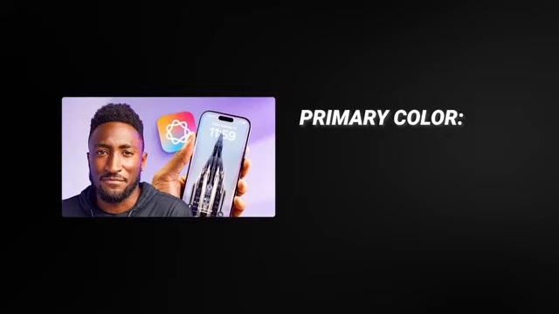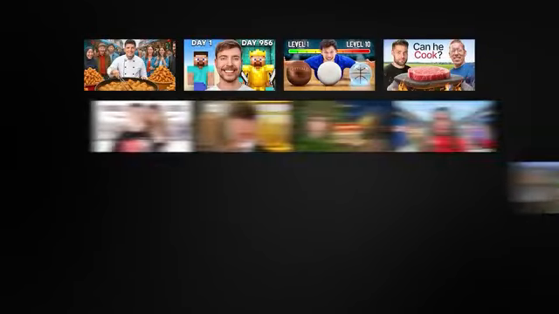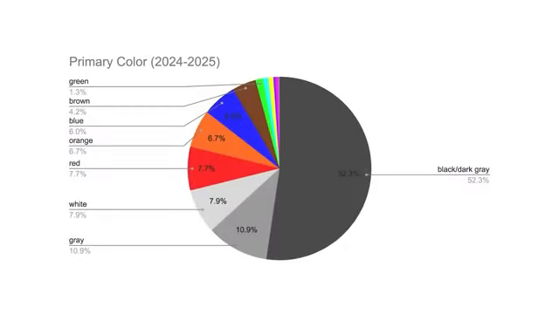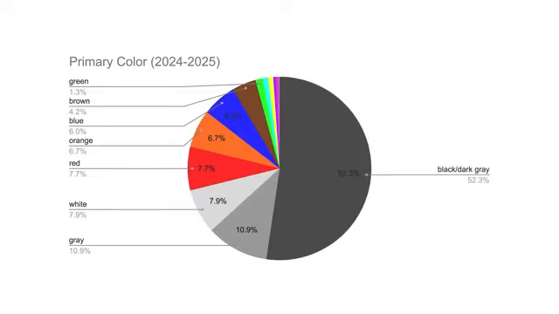Primary color of this thumbnail is white, and by now you probably get the idea. And when we looked across the top 100 YouTubers' thumbnails in the last year, this graph shows you what we found. So 52.3% of the top YouTubers have black or very, very dark gray as their primary thumbnail color, followed by regular gray, then white, then red, orange, blue, brown, and green.